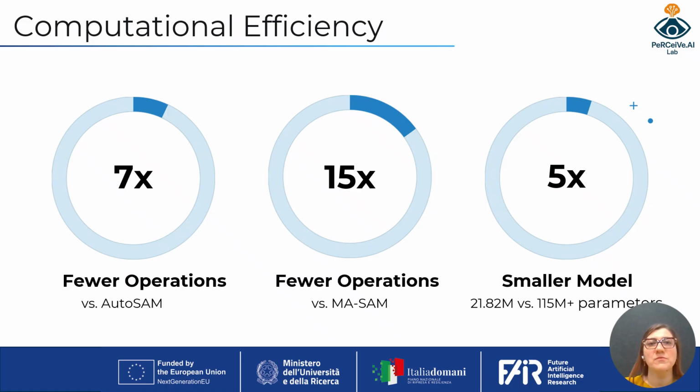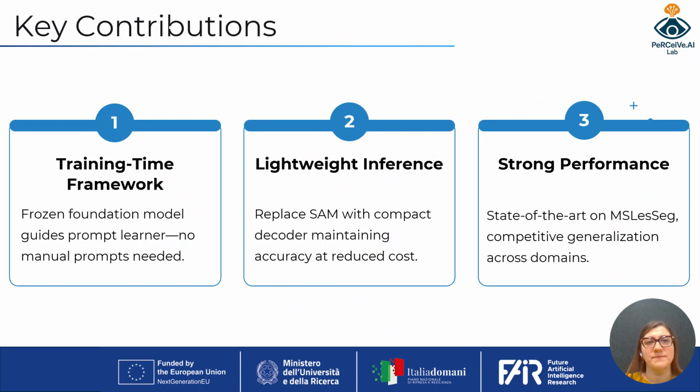Our framework offers significant computational efficiency. By eliminating SAM at inference, we achieve 7 times faster processing than AutoSAM and 15 times faster than MedSAM, with 5 up to 30 times fewer parameters. To wrap up, by decoupling inference from foundation models and automating prompt discovery, we enable scalable, accurate, and efficient segmentation, especially suited for resource-constrained clinical environments.